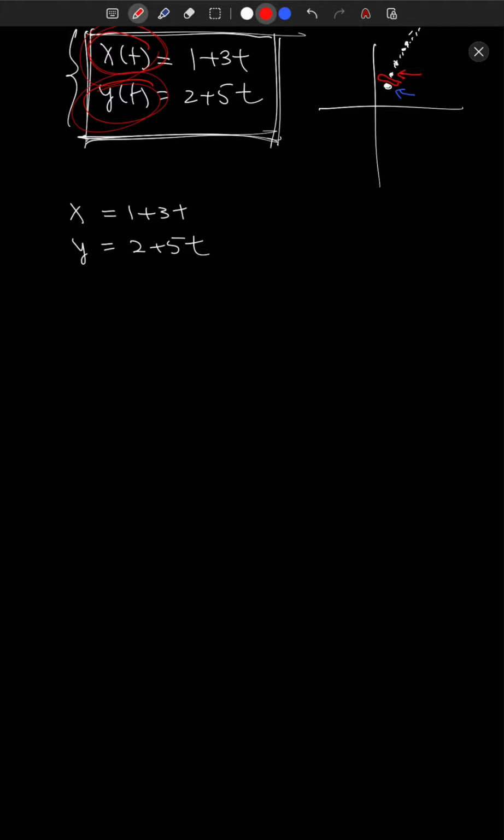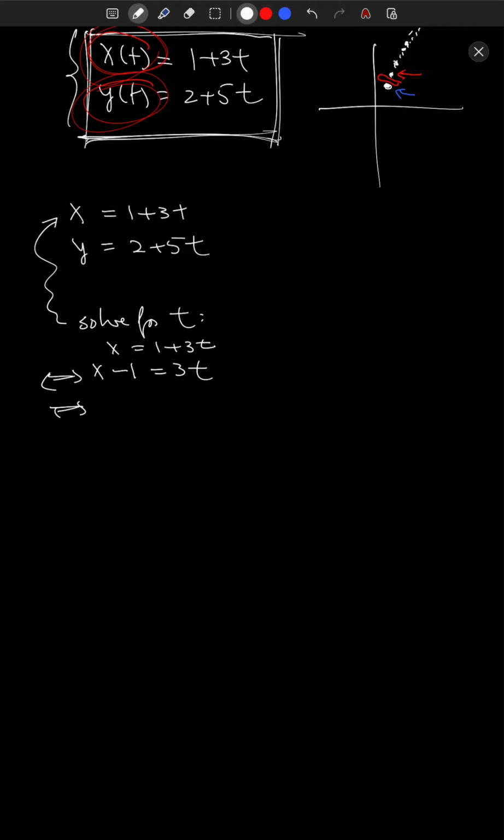So I'm going to take this first equation, x equals 1 plus 3t, and I'm going to solve for t. So what I'm going to get is x minus 1 is equal to 3t. Let me write the original one also. x equals 1 plus 3t. That tells me x minus 1 is 3t, which tells me t is equal to x minus 1 over 3. Let me simplify that like this: 1/3 x minus 1/3.